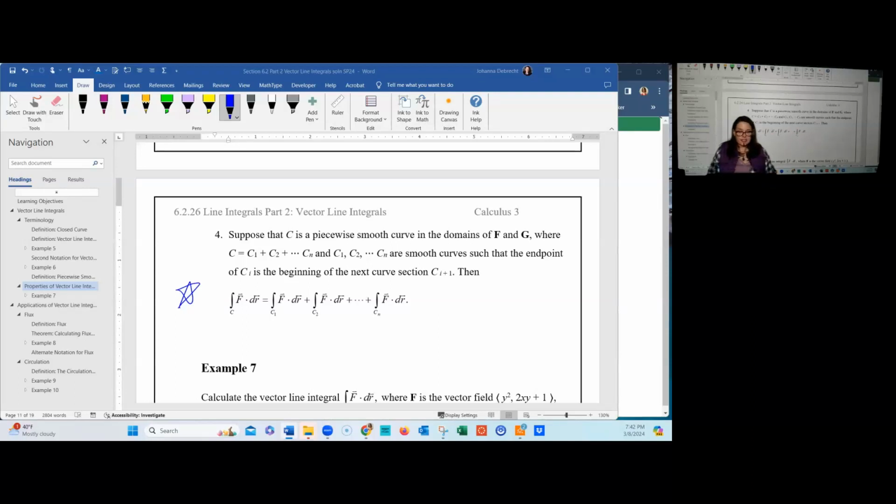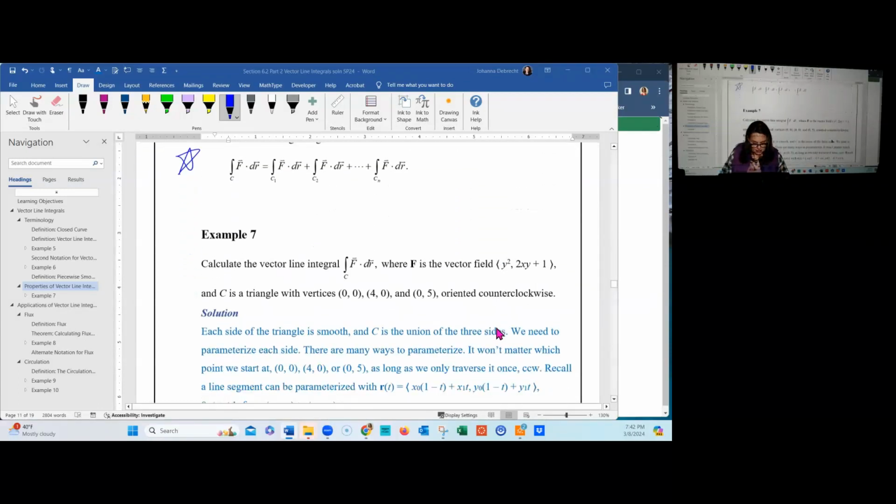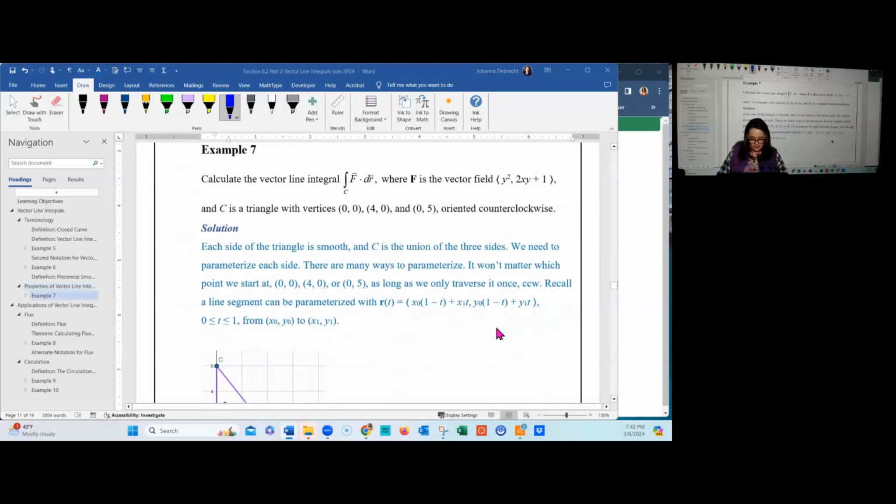Let's now turn our attention to example 7. In example 7, we want to calculate the vector line integral of f dot dr, where f is the vector field given by y squared, comma 2xy plus 1, and C is a triangle with vertices at the origin, 4, 0, and 0, 5, oriented counterclockwise.